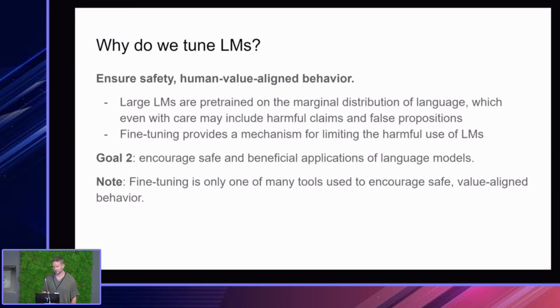A second reason is to ensure safety and human value-aligned behavior. As I said, there's this marginal distribution. We're marginalizing over all context, over all speakers. We try to filter out people who are doing bad things from this data, but even with care, we can include harmful claims and false propositions. Fine-tuning provides a mechanism for limiting the harmful use of language models, so we want to encourage safe and beneficial applications. These are big models, and those building them have the responsibility to ensure that they're deployed to good ends.